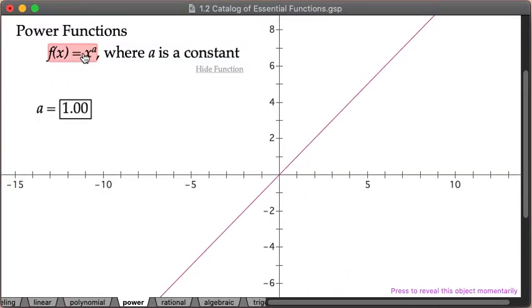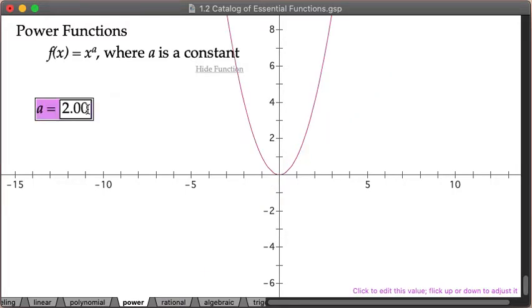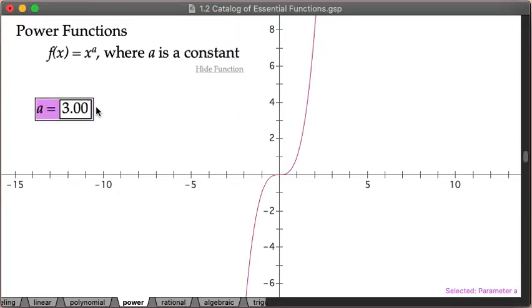Power functions. A power function is a function of the form y equals x to some power. Here, x to the a is 1, so this is the line y equals x. I can look at y equals x squared, like that. There's y equals x squared. And I can change this to different integer values.